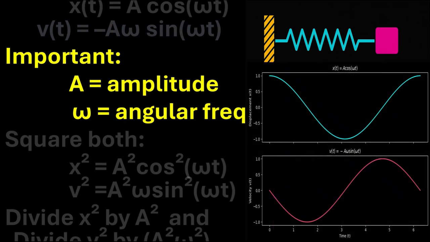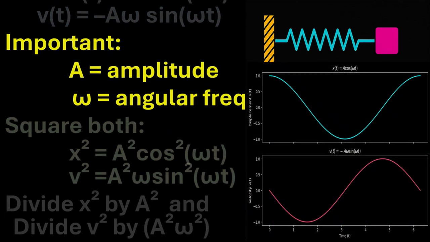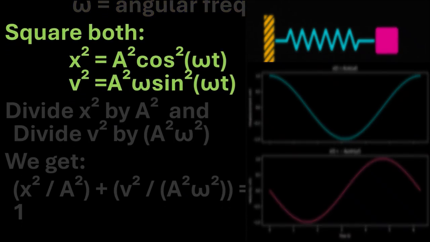Now we know that A is the amplitude and omega is the angular frequency that we discussed in the previous graph. If we square these two expressions, we get x square is equal to A square cos square omega t, and v square is equal to A square omega square sine square omega t. My bad, this is the correction. Now, are these variables familiar, x square and v square? Exactly, that's what we have in the graphs here, which is the corresponding y-axis and the x-axis.